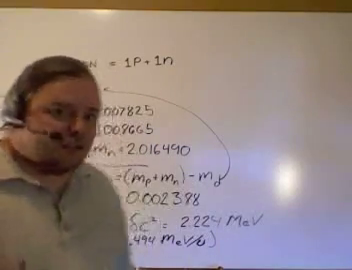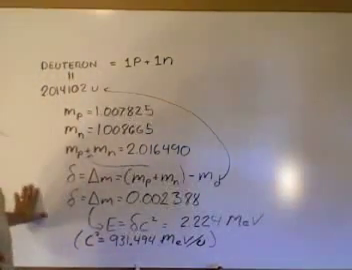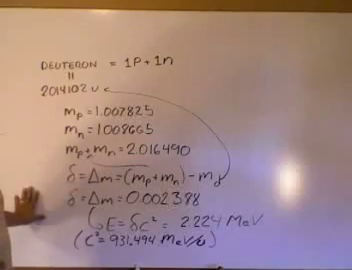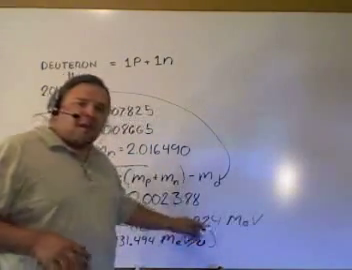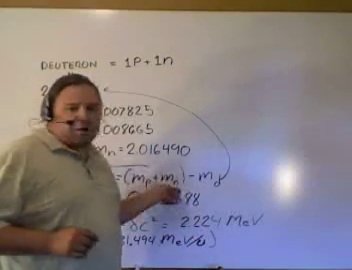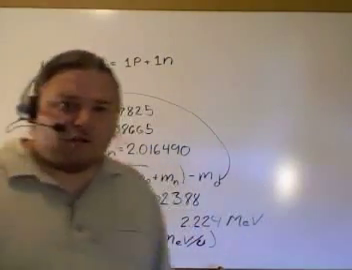Cool? Does that make sense? So this gives me the idea of how much binding energy there is. If I divide it by the number of particles, I would get the amount of binding energy per particle, which is actually an important piece of information.